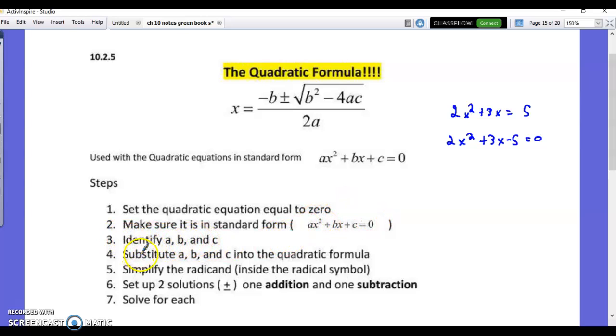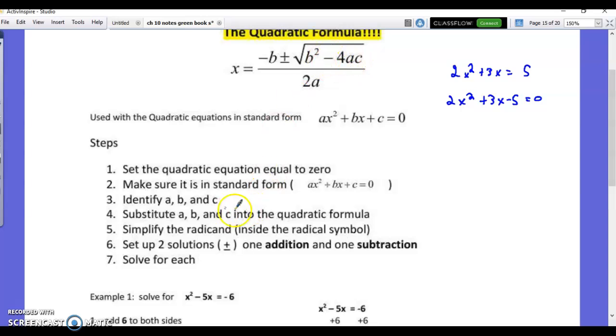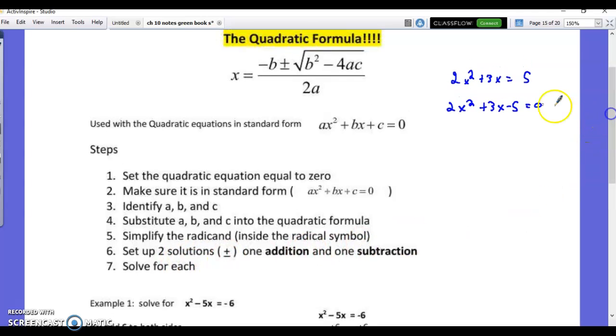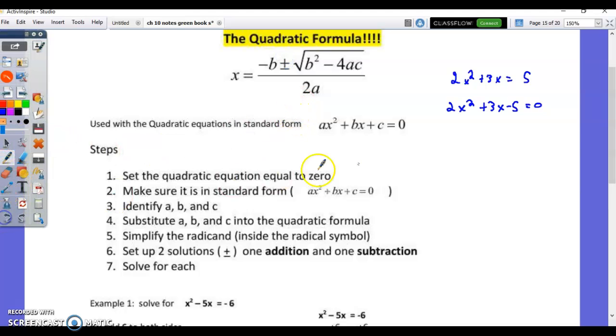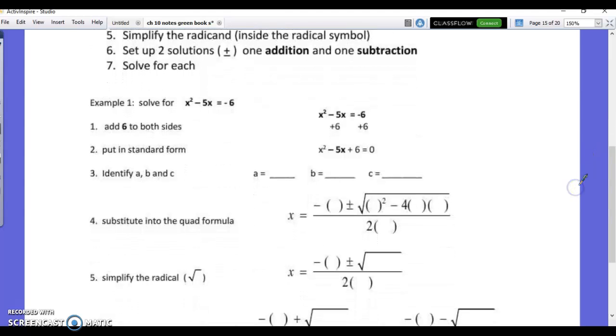And then once we identify them, we substitute them into the formula. And then we simplify. We can do this one of two ways. If you're going to simplify it and show your work, I always say simplify this part first. Then we can write up two separate equations, one addition, one subtraction. Or we can actually just put it straight into our calculator. And then this plus and minus, I'll tell you kind of how we're going to handle that, because there's usually two answers.